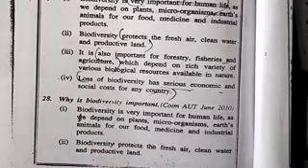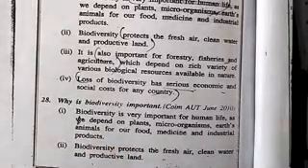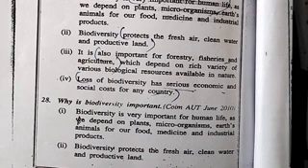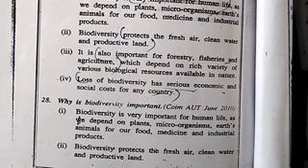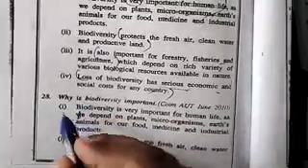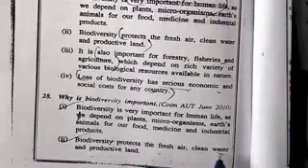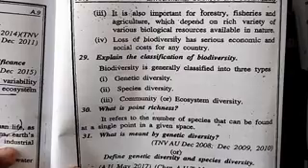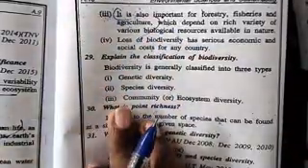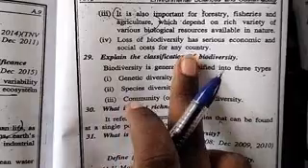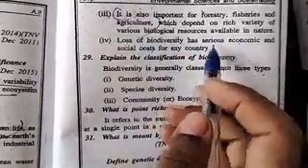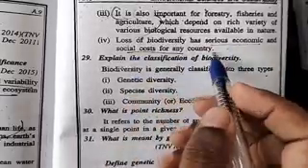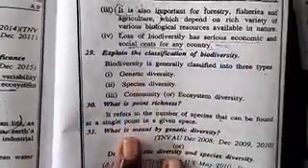Why is biodiversity important? Biodiversity is very important for human life as we depend on plants, microorganisms, and the earth's animals for our food. It protects fresh air, clean water, and productive land. It is also important for forestry, fisheries, and agriculture. Significance and importance are both the same. Next, the loss of biodiversity has a serious economic and social cost for any country.